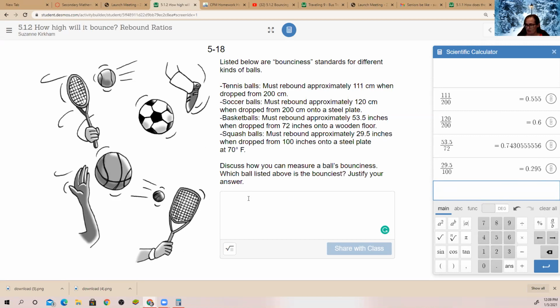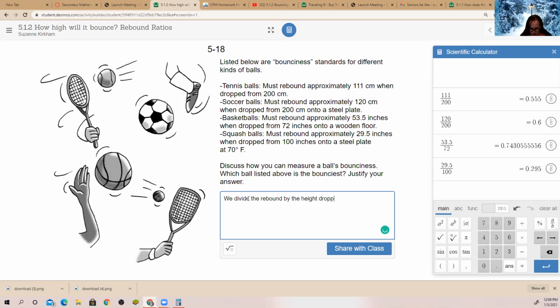All right, so how do we find out which ball, how do we measure a ball's bounciness? We divide the rebound by the height dropped. The basketball is the bounciest, because it had the highest ratio.